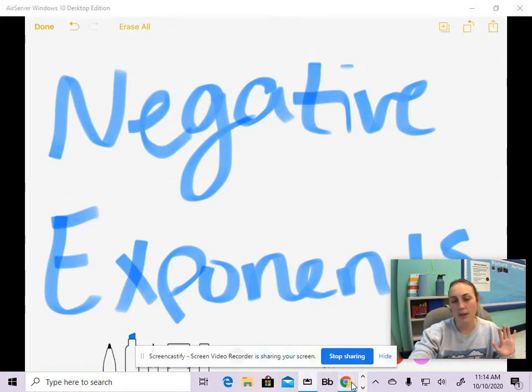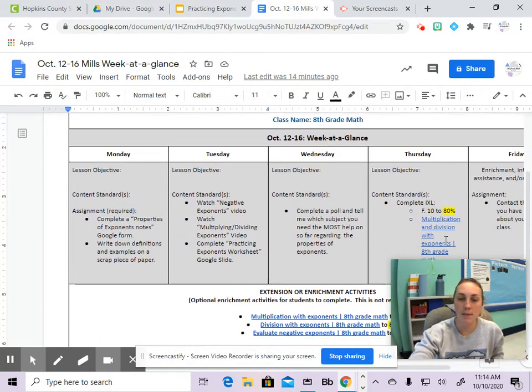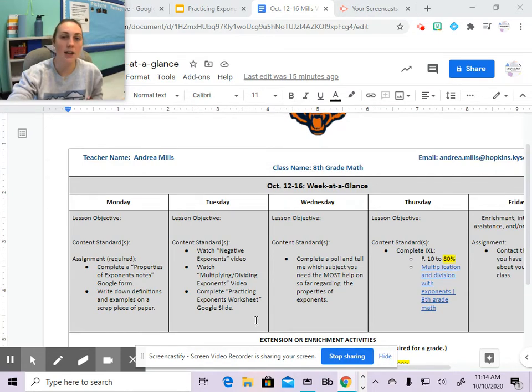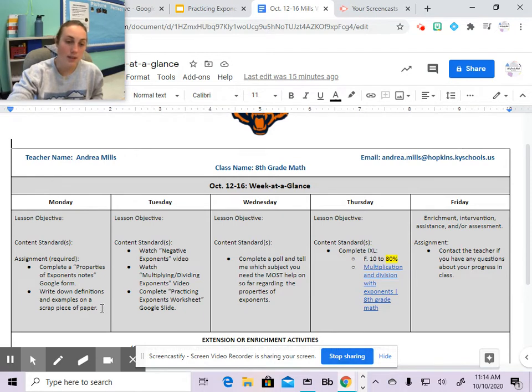And let me just show you real quick what I expect of you for this week. So we'll look at this lesson plan that I made for this week. This is my week at a glance. You can have access to it online as well. But this is what we're doing this week. So the first day, we're going to do the properties of exponents notes. It's going to be a Google form.